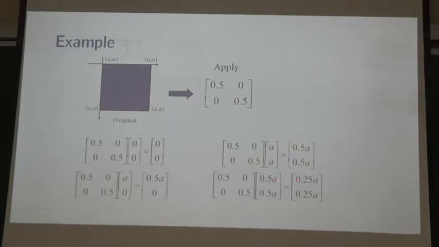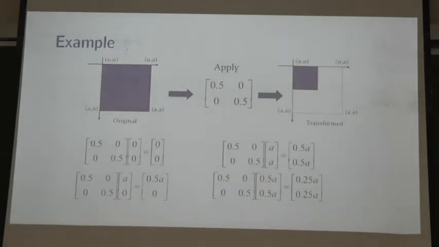I could do this for some other point. Let's say I took the original half point here, then it will go to (0.25a, 0.25a). So by doing a few examples, I don't have to do it for every point just to build a picture in my mind. For a few examples, I realize what sort of transformation is happening here, which you can see is like a shrinking transform.